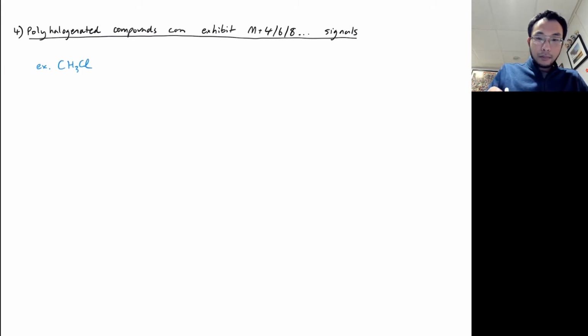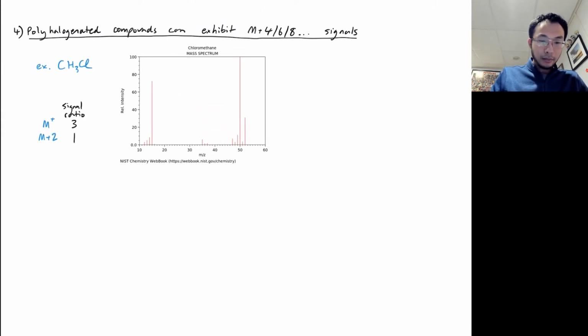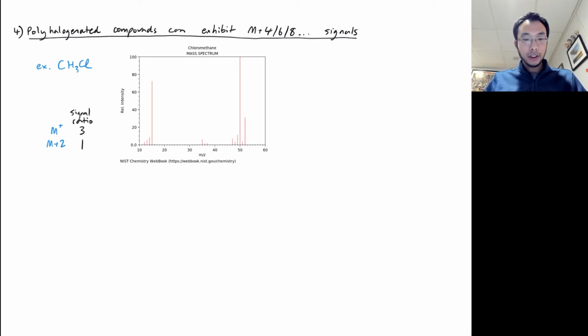I'm going to pull up chloromethane again, which we already saw, where there's just one halogen in the molecule. We should have a 3:1 ratio of the signals corresponding to the molecular ion and the M+2, because that is the ratio of chlorine-35 to chlorine-37. Just to make this point clear, I will label these here. So that tallest signal is the molecular ion.